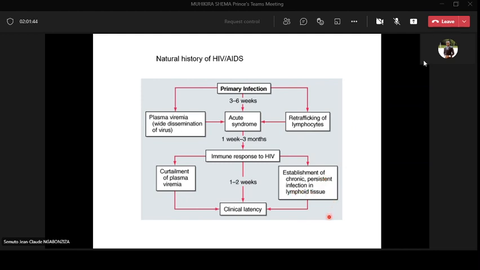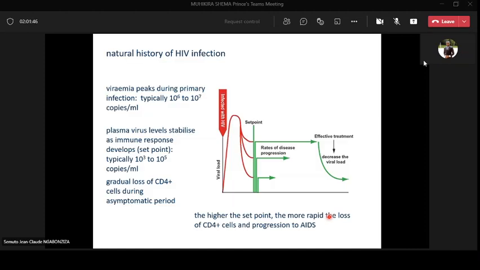So the viremia can go up to 10 million copies per ml, which is huge. And it can be stabilized when the immune response appears.